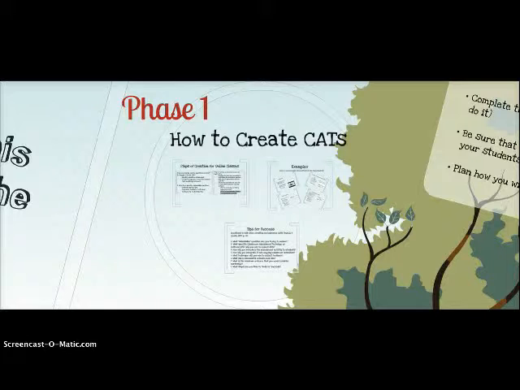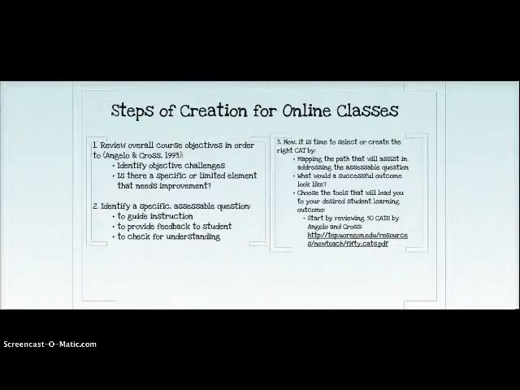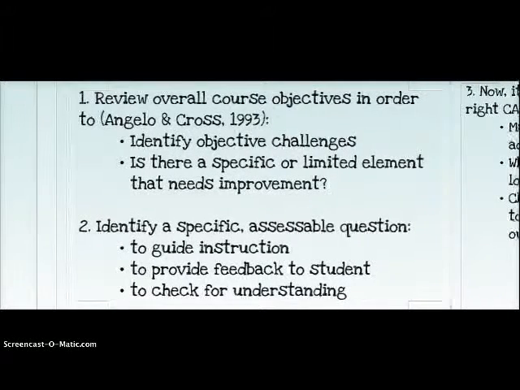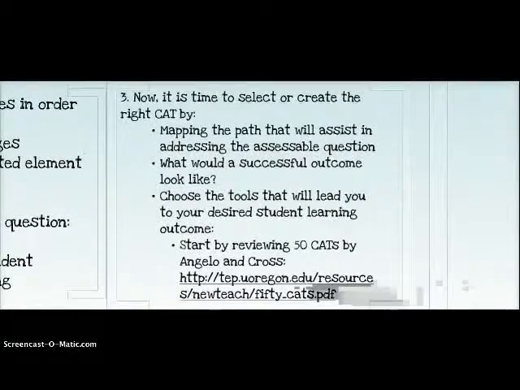During phase 1 of the presentation, we're going to show you how to create classroom assessment techniques. There are 3 steps to creating classroom assessment techniques. First, you need to review overall course objectives. Next, you would identify a specific assessable question. And third, it is time to select or create the proper CAT.